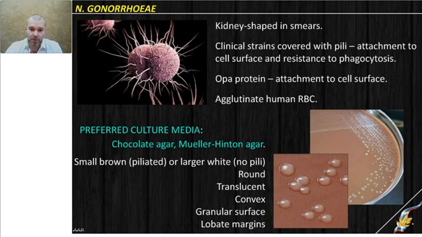Colonies are very small because the bacteria are sensitive to environmental factors. They grow slowly, and colonies are usually a few millimeters in diameter. If the bacteria are piliated, then the colony can be a little bigger and white in color. They are translucent with a granular surface and lobate margins.